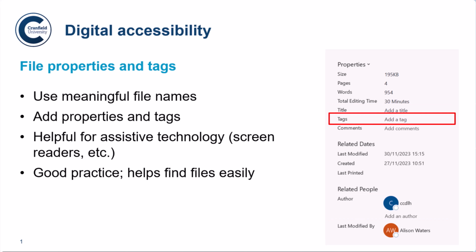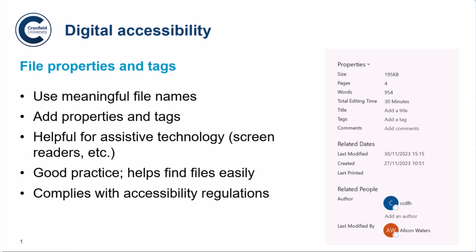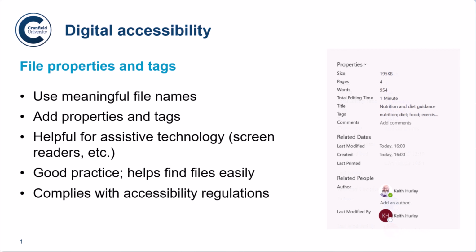Tags act like keywords, making your files easier to find using search tools, both in your own file system and in shared spaces like Teams or SharePoint. Having file tags and properties is also essential to comply with accessibility regulations, particularly when uploading content to platforms like Canvas or the university website. These platforms may check for this information, and files without proper properties may not meet accessibility standards.